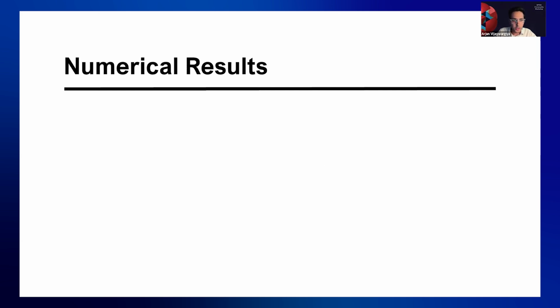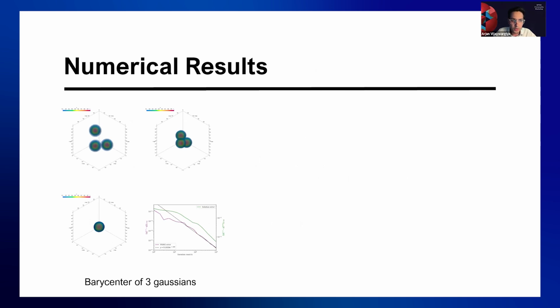So here are some of my numerical results. The first problem that I tested this on is computing the barycenter of 3 Gaussian species in 3D. The barycenter is a single Gaussian whose center, as I've shown here, is located at the centroid of the triangle formed by the centers of the initial Gaussian species. I also have this convergence curve. The purple one shows the convergence of the PDHG algorithm as a function of iteration count, and the green one shows the convergence of the L1 error of the solution, because for this problem we have an analytical solution available. We see stable convergence of the PDHG algorithm.